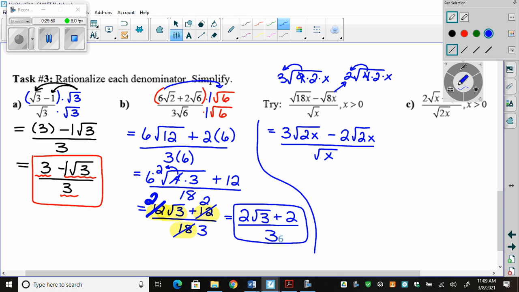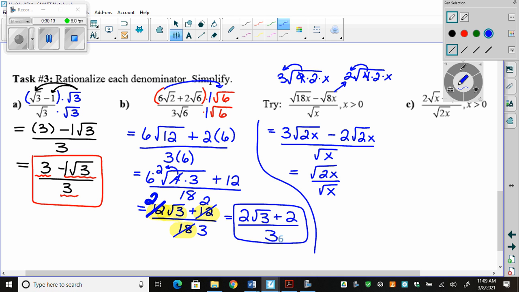I actually have like terms, don't I? Can I not just put them together and I have a monomial? Yep. So now I have 3 root 2x minus 2 root 2x, and I just have root 2x, or 1 root 2x, right? Did my reducing become a heck of a lot easier? Yeah. Now I can just multiply by root x.